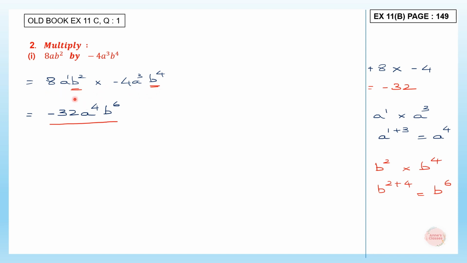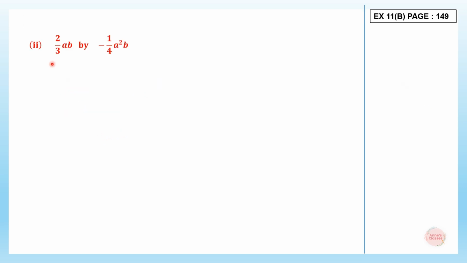So when you multiply, remember you have to add the powers. So let's go on. Question 2. Multiply 2 by 3ab by minus 1 by 4a square b. So this will be 2 by 3ab into minus 1 by 4a square b. So first multiply the numerical coefficients, that is 2 by 3 into minus 1 by 4.